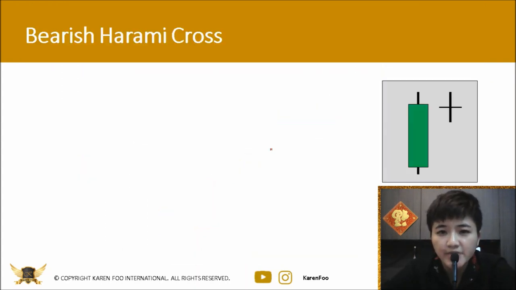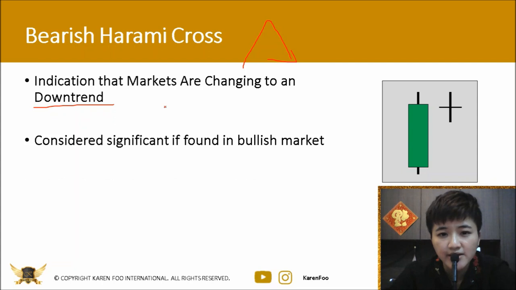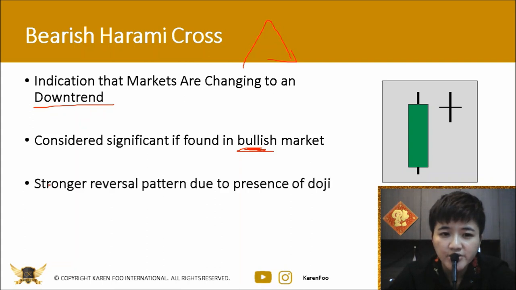Now the final pattern, which is the bearish harami cross. As the name suggests, it means that you have an uptrend. Then when you see the bearish harami cross, it's going to U-turn to a bearish trend, okay? So in the case that market is going to change to a downtrend, it is more significant if you find it in a bullish market. Again, it provides you a stronger reversal pattern because of your doji, okay?